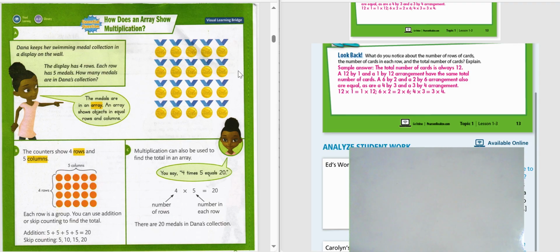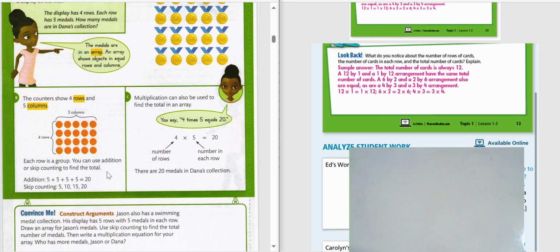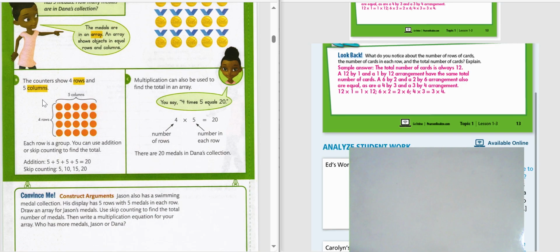The number of rows here will be 4. 4 rows, and the number of elements here will be 5. Each row contains 5 elements. The total number will be 4 times 5 equals 20. We can use multiplication, okay? Or you can write 5 plus 5 plus 5 plus 5 equals 20. Then the container shows 4 rows and 5 columns.